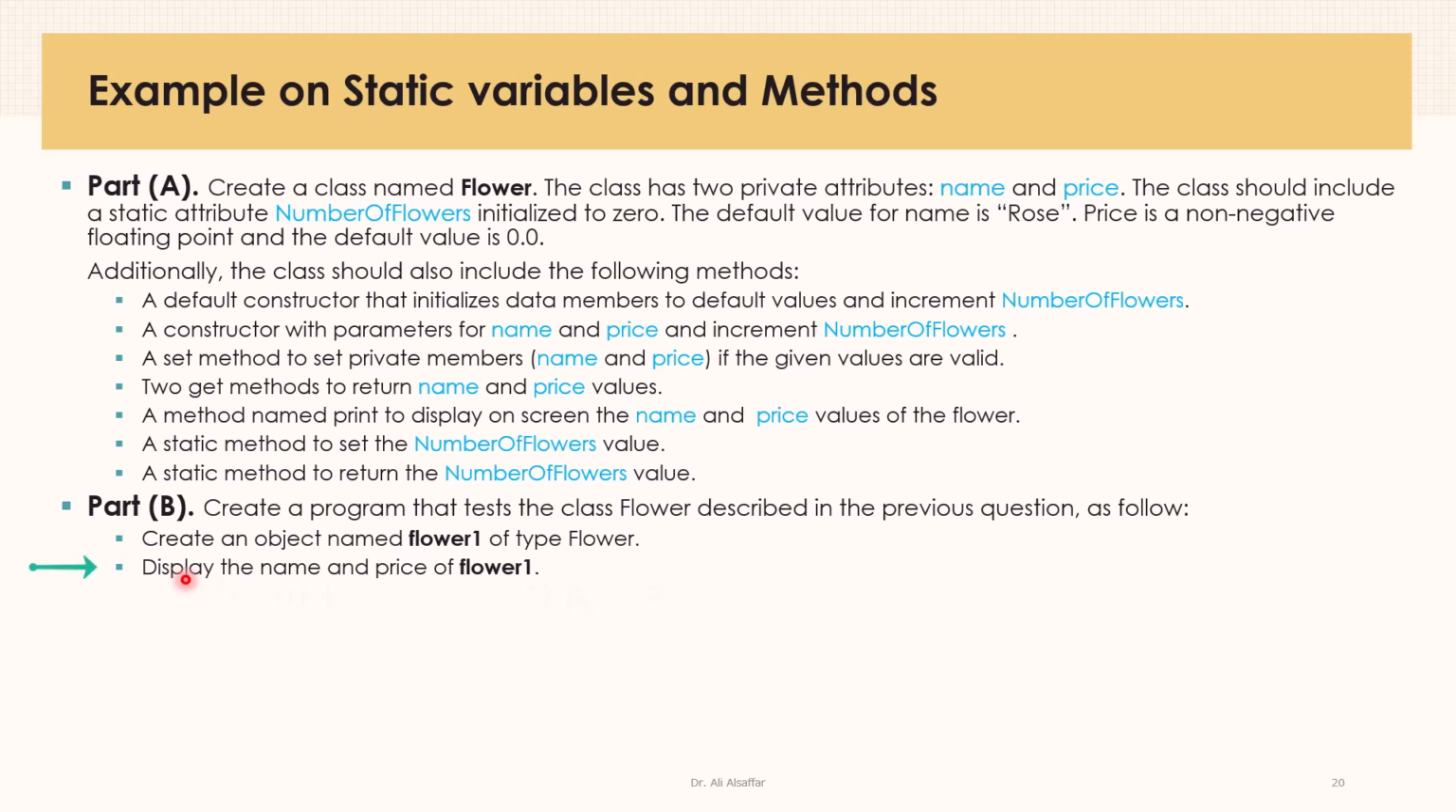Also, after we create the object, we need to display the name and the price of the flower that is created in the previous step. And then we are going to ask the user to enter a name and a price for flower1. So we will create an empty flower object. We will display its information, and then we are going to ask the user to give us a new name and a price, and we will save it into flower1. Let's go to JGrasp and create these three steps.